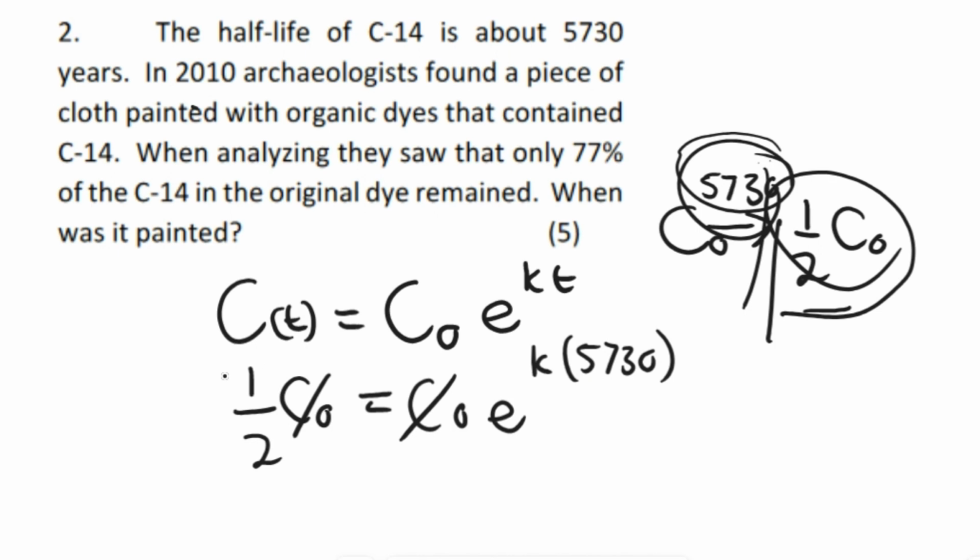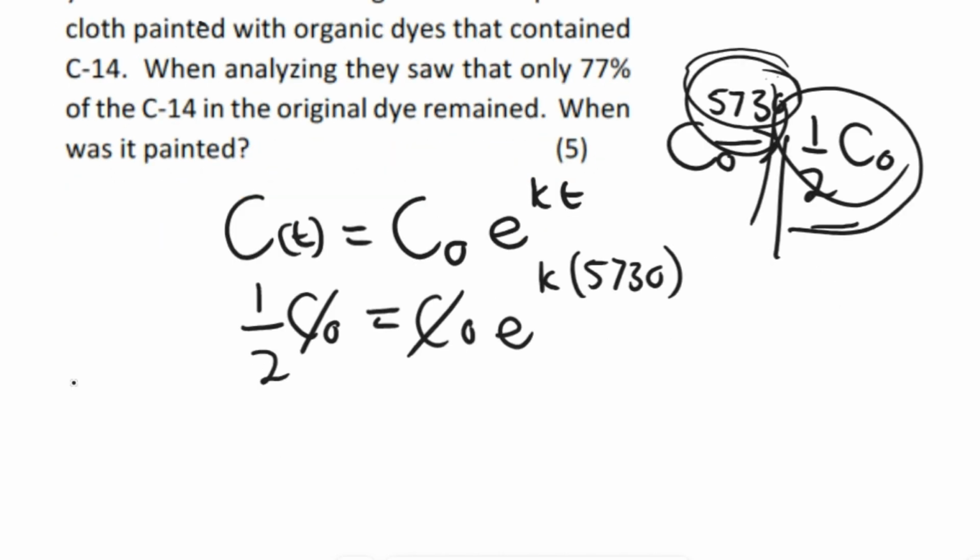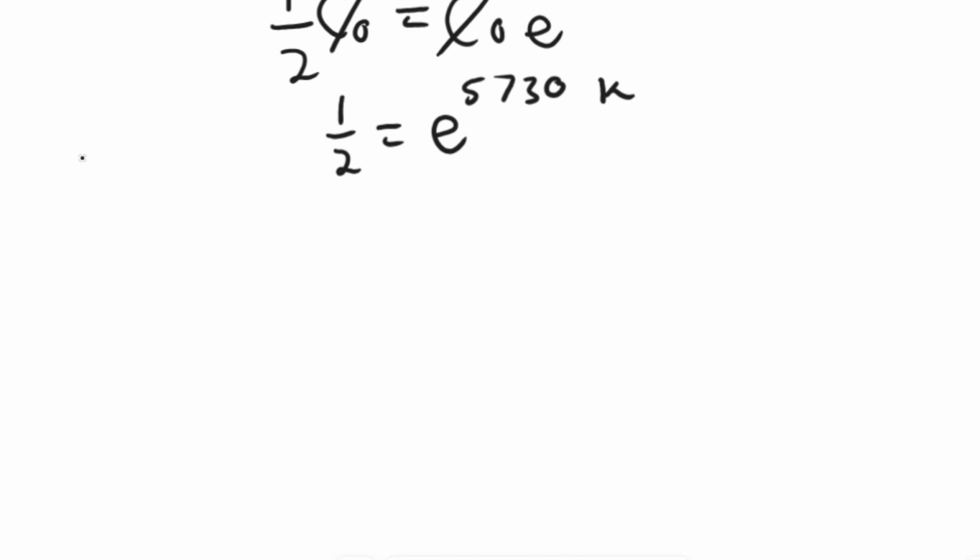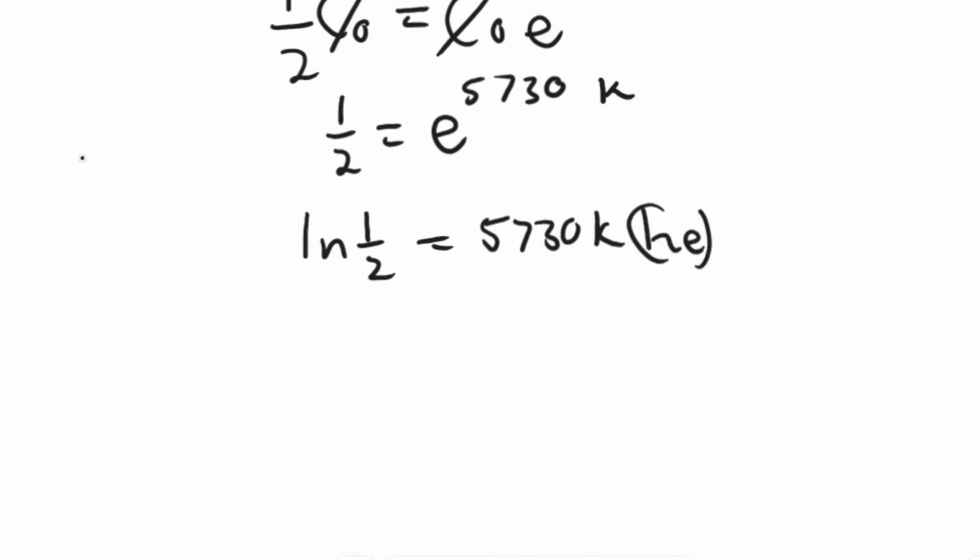Now you have here 1 over 2 is e to the power of 5730k. Okay, so you must take the ln of both sides to have ln of 1 over 2 equals, when you take ln on this side, you have 5730k ln e. Ln e is just 1. Okay, doesn't matter if I don't write it.